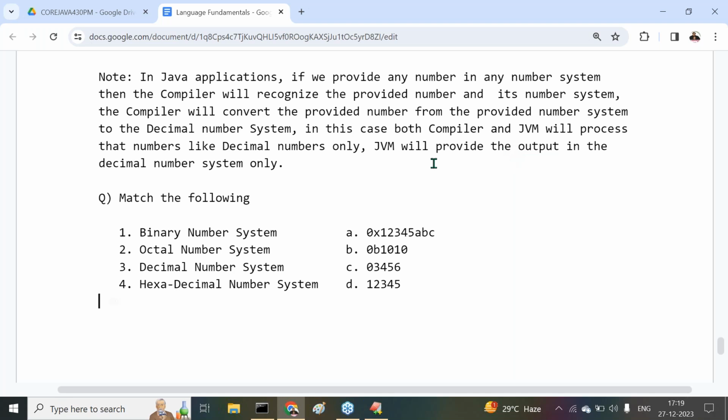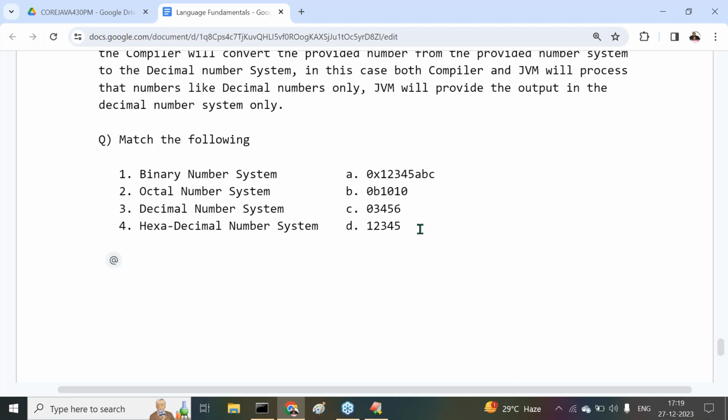Now we have to identify what exactly the matches are. Now tell me, sir, what are the matches here? For the binary number system, where is the binary number system? B, am I right or not? Next one, octal number system, what is the matched one here? C is matched here.